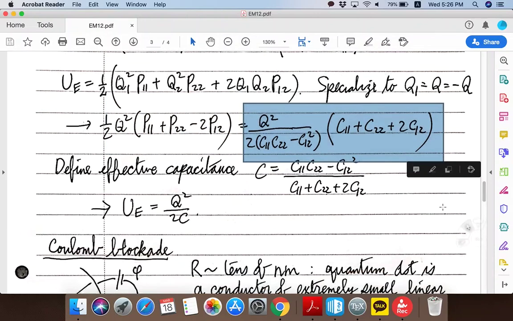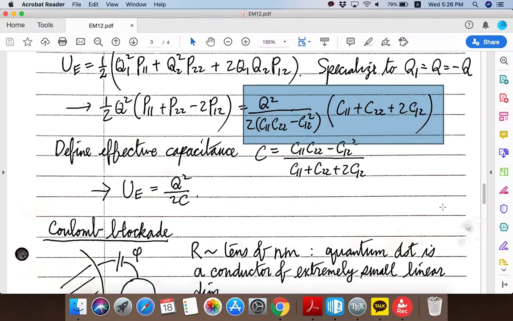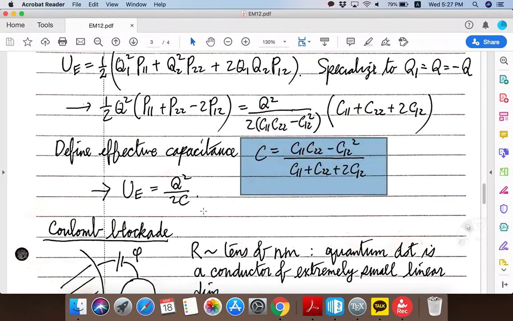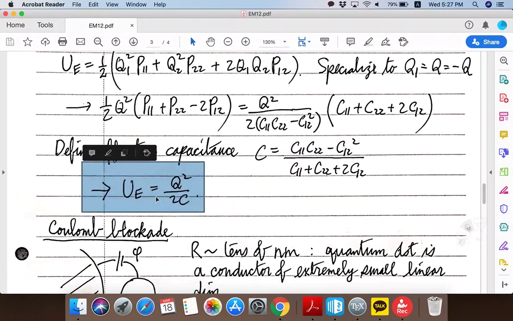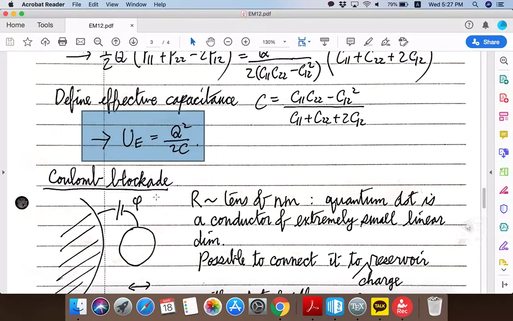So there are lots of numbers here, C11, C22, and C12. However, it's possible to define an effective capacitance like this, and then the whole expression reduces to something much simpler, like Q squared over twice the effective capacitance. So this is a little bit like working out the effective resistance in a complicated circuit consisting of many resistors, except that here we're talking about a multi-capacitor system rather than a multi-resistor system.